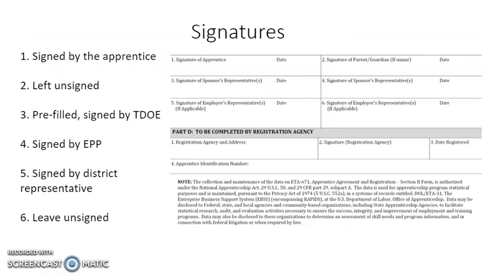Next, we'll look at page 3 that outlines agreements and required signatures. As you see on the screen, number 1 should be signed by the apprentice, and no signature is needed for number 2. The signature for number 3 is pre-filled, and number 4 is a signature required from an EPP representative. Number 5 should be signed by a district representative, and number 6 remains unsigned.